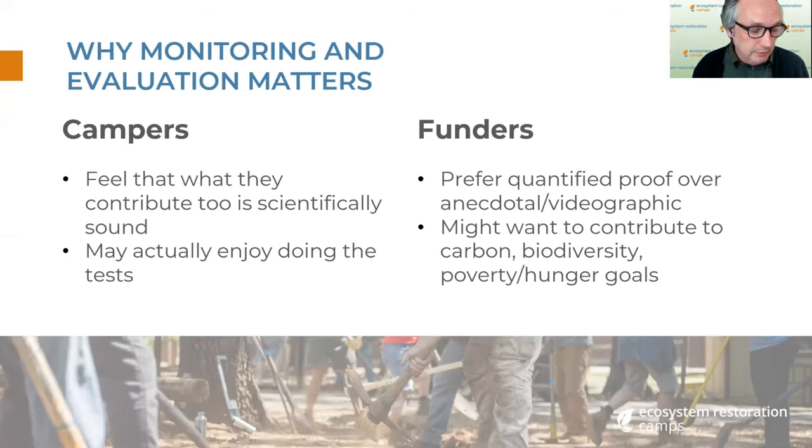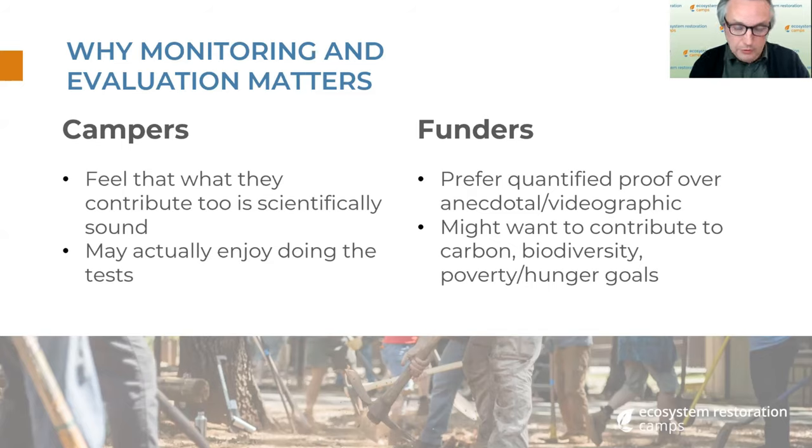In our world, we're still regretfully mostly charity funded. Charities really like log frames and quantified proof that their money was spent properly. So we need it for that too. And some of these funding streams might be part of payment for ecosystem service schemes, carbon, or might want to contribute to biodiversity goals or poverty and hunger goals, and would like to show their supporters that what they're doing in a quantified way works.